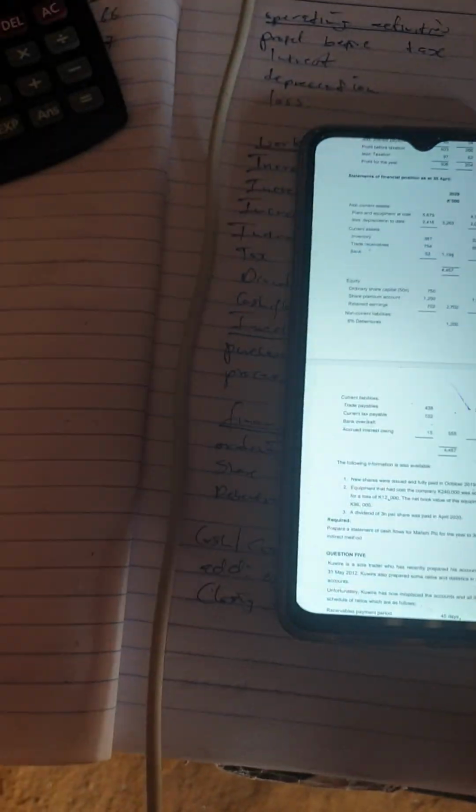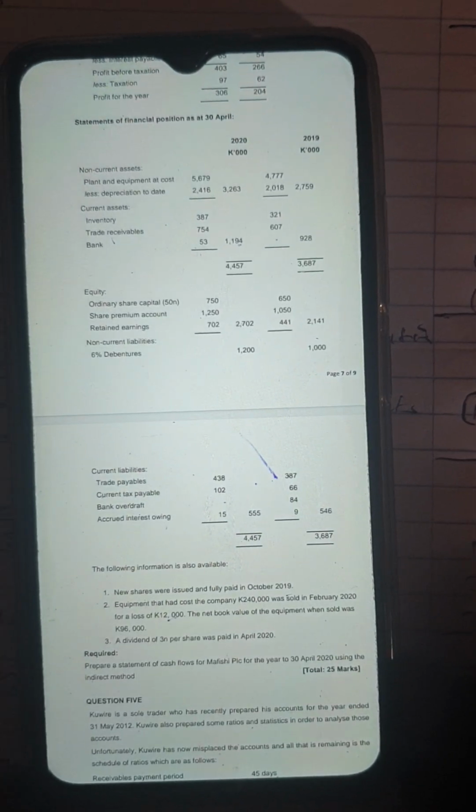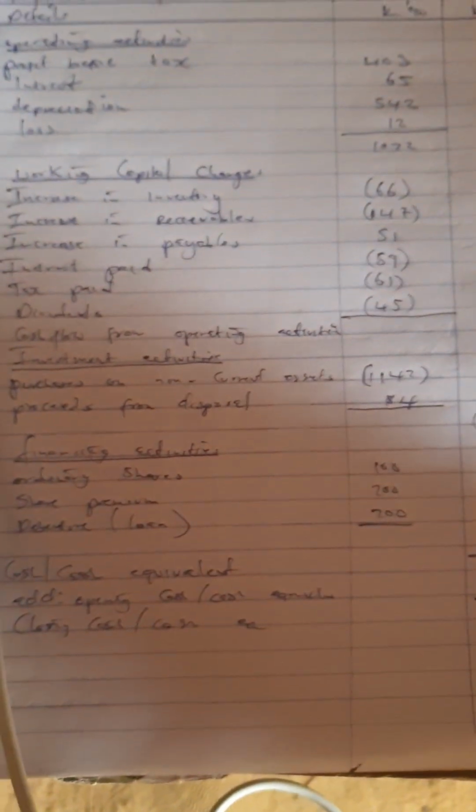So the question is right here. This is the 2021 question 4. The question is here. You can screenshot in case you are not able to see clearly. The question is right there and the solutions are right here.